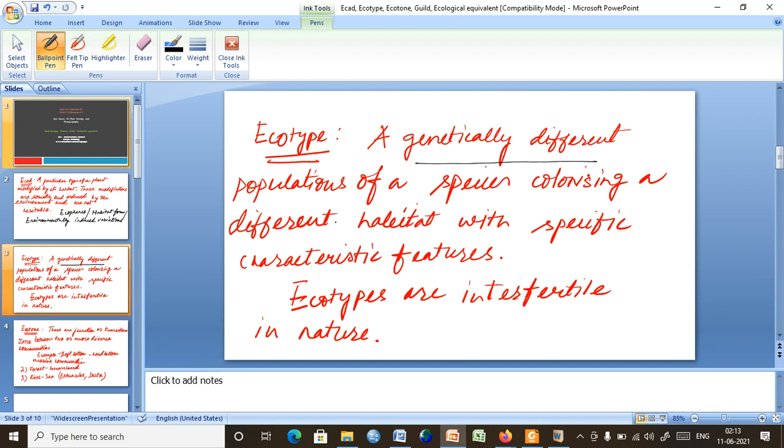But ecotypes are interfertile in nature. So we can't call them a new species. As in case of ecotype, there is no reproductive isolation. So they are interfertile.